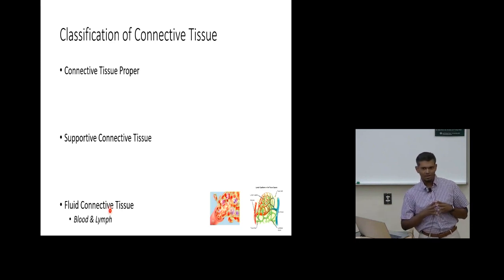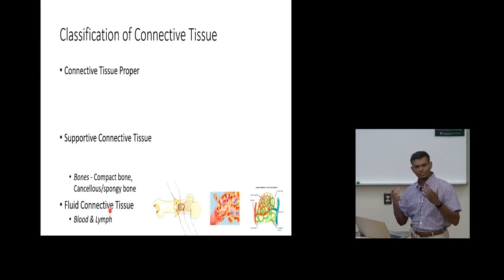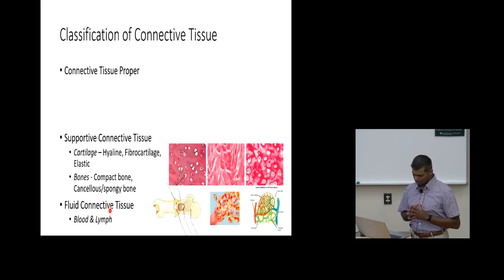When you think about what makes your body rigid and firm and supportive, what comes to your mind? Bones. Fantastic. So bones are one type of supportive connective tissue, but we also have cartilage, which is found associated with these bones, and one function is it helps the bones from rubbing with each other, and that's the function of cartilage. And so when you think about cartilage, we have three subdivisions.